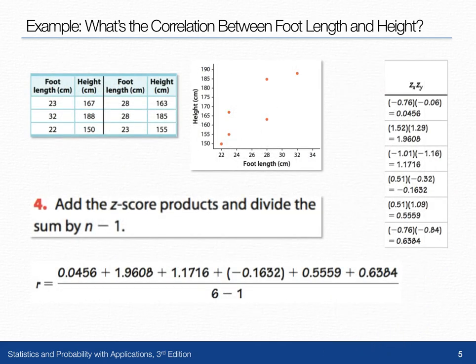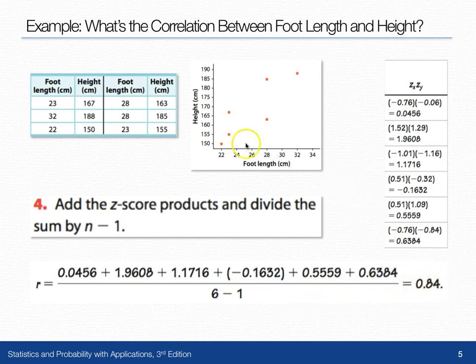Finally, we add those Z-score products and divide the sum by n minus 1. So taking each Z-score product, we'll add them all up. N, our sample size, was 6. We'll take away 1. And we get a correlation of 0.84.